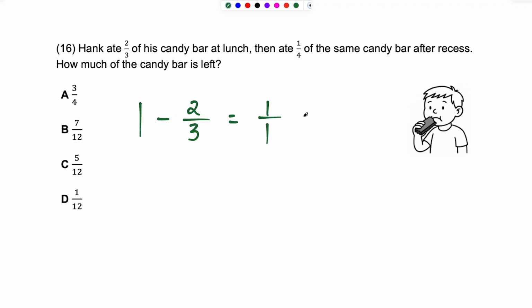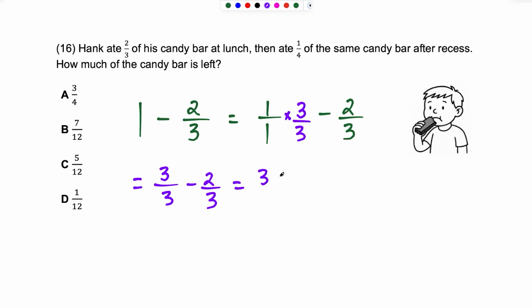Okay, and then I leave a space and we're subtracting 2/3. But the only way I'm allowed to subtract fractions is when I have common denominators. So I'm going to multiply this first fraction here by 3/3. And now we could say over here, this is equal to, we have 1 times 3 is 3, over 1 times 3 is 3, and we're subtracting 2/3. And then from here, we're just doing 3 minus 2/3. So now we get 3 minus 2 is 1. So 1/3 of the candy bar is left.